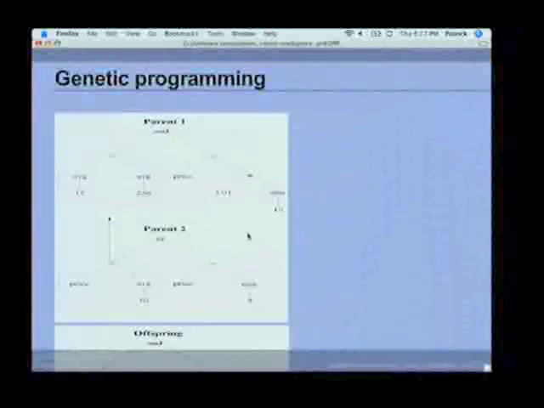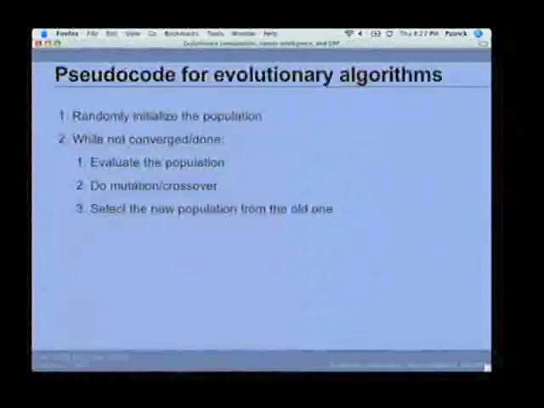So here's general pseudocode for just about any evolutionary algorithm. As I said before, you randomly initialize the population, and then you just have this cycle of you evaluate the population, you vary it, and then you select the new population, and so it repeats like that until you decide it's done. Like you might just do it however many times, 1,000 times, 500 times, whatever. So that's kind of how genetic algorithms and genetic programming work.